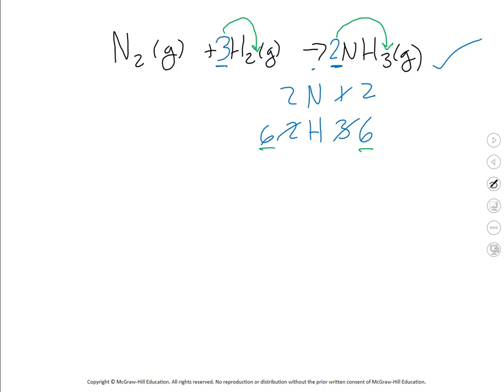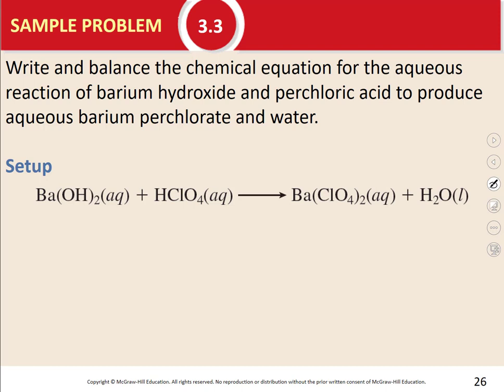Let's try. So I'm going to jump to a sample problem real quick, and then I'll go back and do the problem that they have on the slides, because I think the sample problem is ironically easier than the one in the slides. So here's the sample problem 3.3 on page 90.